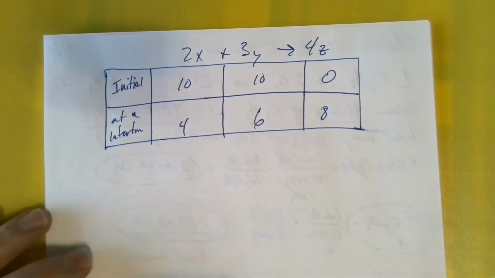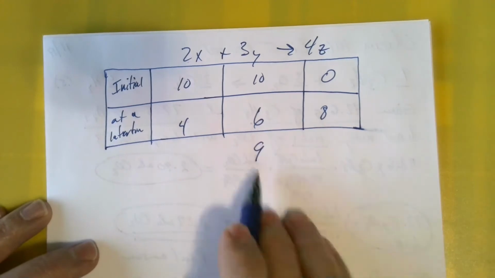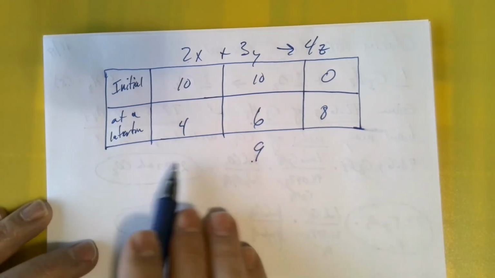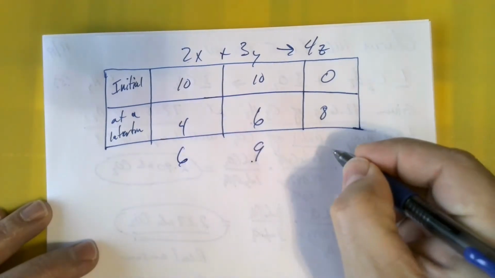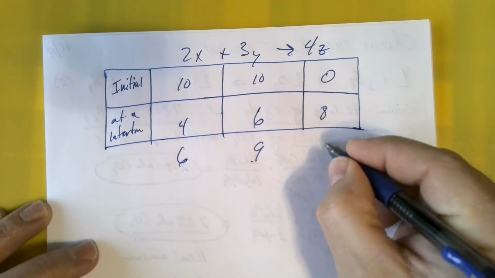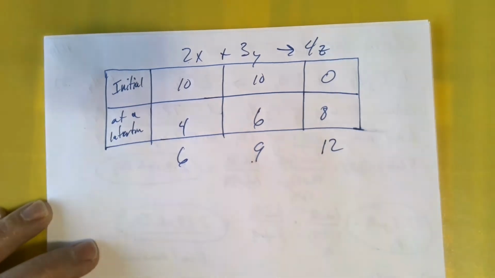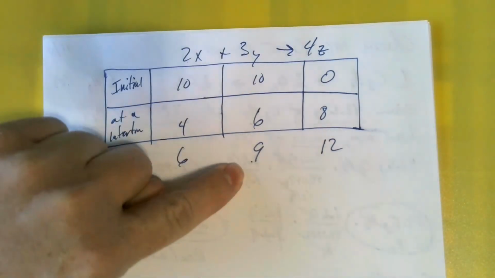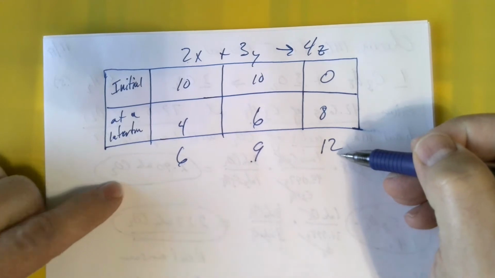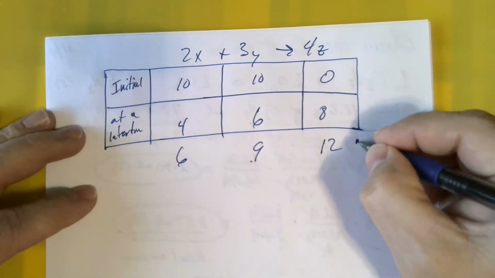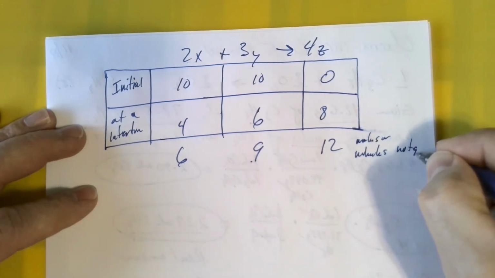Let's say I got to 9 of these, or I'd use 9 of these. Well, if I've used 9 of these, how many of these have I used? 6. And how many of these have I gotten out now? 12. Right? Because 3 times 3 got me to 9, 2 times 3 got me to 6, 4 times 3 got me to 12. Does that make sense? Remember, that can be in moles or molecules, not grams.